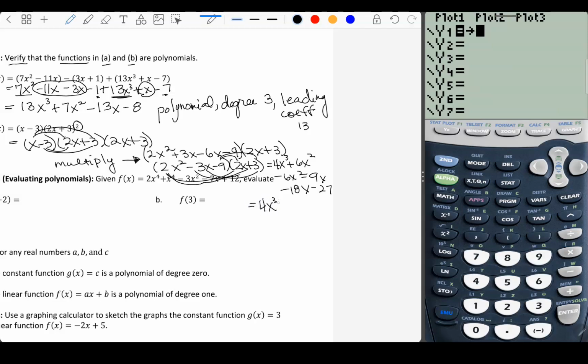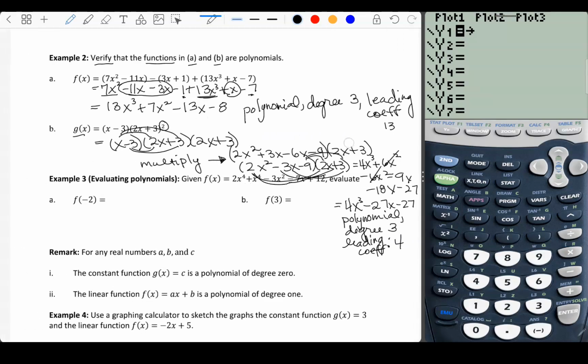So combining like terms, I have in descending order 4x cubed. My x squares have canceled: 6x squared minus 6x squared is 0. I'm going to put my x's together and then my constant. So this is a polynomial function. The exponents on the variable are non-negative integers. It's degree 3, the leading coefficient is 4, and the constant is a -27.